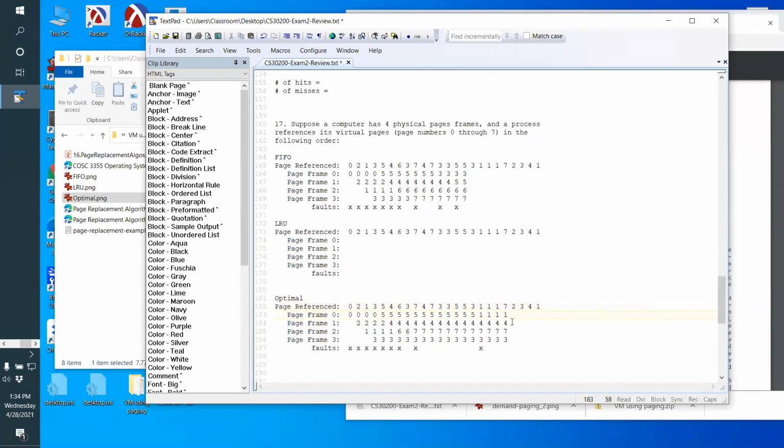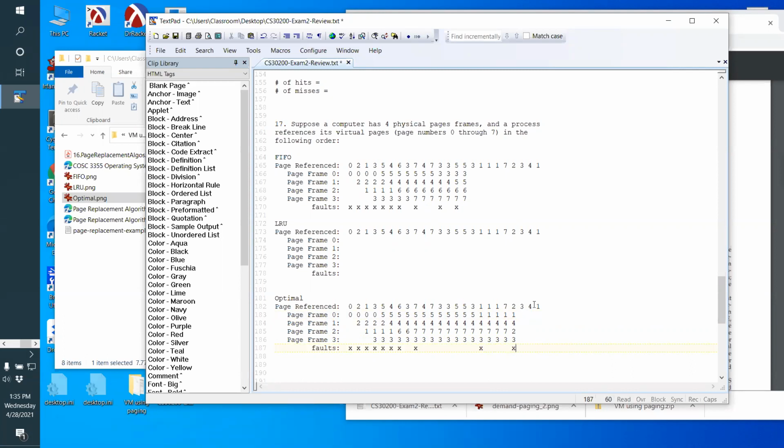Okay, so we can kick somebody out. 1 will be used here. 4 will be used here. 7's never going to get used again, but 3 is going to be used here. So we should kick out the 7 because it's not going to get used. So we'll bring in 2 on top of the 7. Keep 3, keep 4, and keep 1. And that was a page fault.